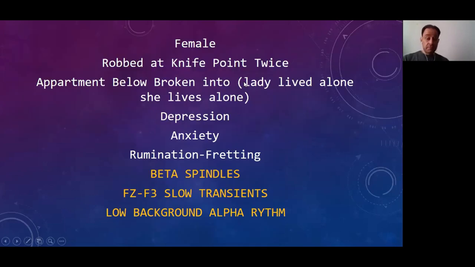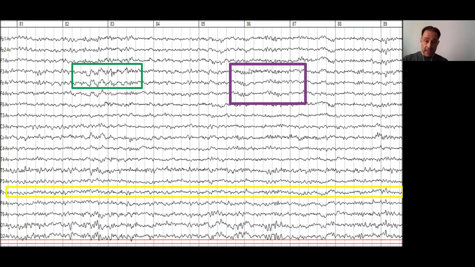This is a different pattern. This is a female, robbed twice at knifepoint. She had the apartment below her being broken into. The lady who was living in that apartment was alone. She was raped. She was severely bitten. And she got afraid that because she lives alone, that was going to happen to her. And if you see, we have different patterns. We have some beta patterns, which is fast brainwaves for anxiety. But we also have slow brainwaves here.